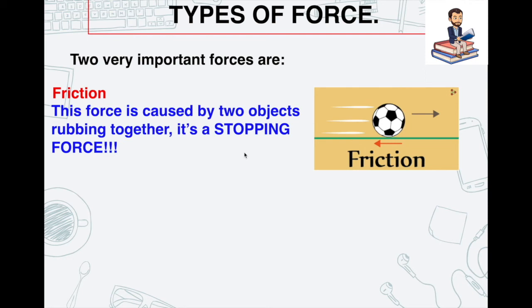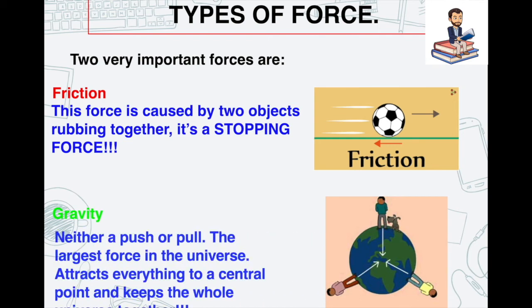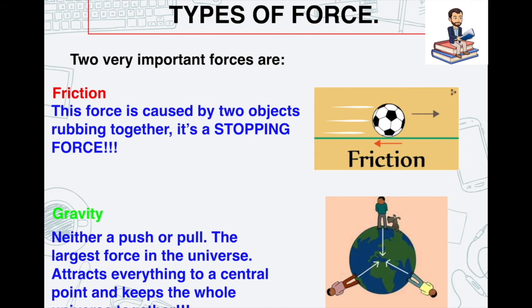Friction we're going to talk about in another lesson because it's a huge, huge area. And the final one, you might have guessed it, is gravity. Gravity is what's keeping us on planet Earth right now. If it wasn't for gravity, we would be floating around in space. And it's neither a push nor a pull. This is the only force that scientists say is not a push nor a pull.